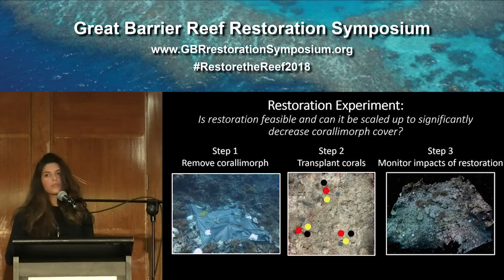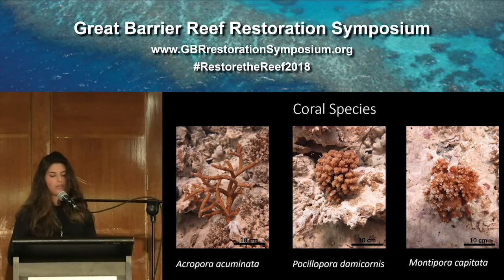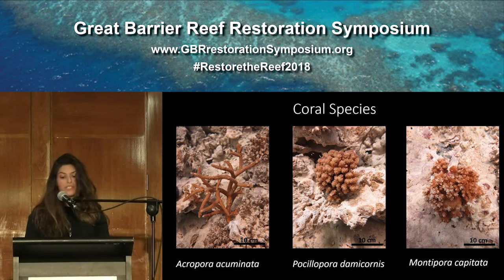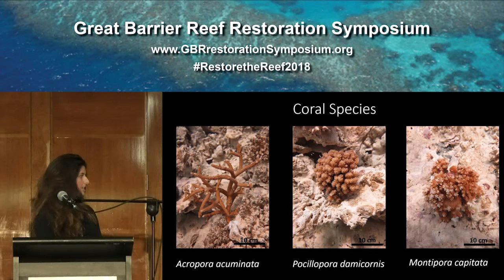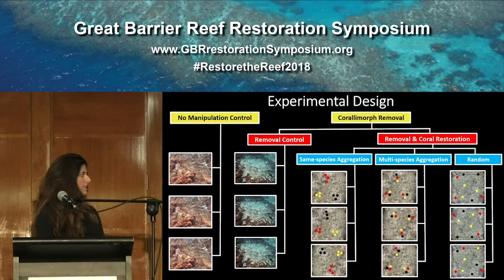So for this, we used three different types of corals, each of which is quite common on this part of the reef. We have a branching Nekropora, a Porites, and a Montipora. And as for experimental design, we have 15 plots total, each of which is about 9 square meters. So from left to right, we have our control plots, our control plus corallimorph removal, and our corallimorph removal plus coral transplantation. And within this coral transplantation, we have three different treatments. So we have corals that were transplanted next to their conspecifics, next to their heterospecifics, and randomized within each plot. So let's take a look at what these transplant plots look like as of recent.